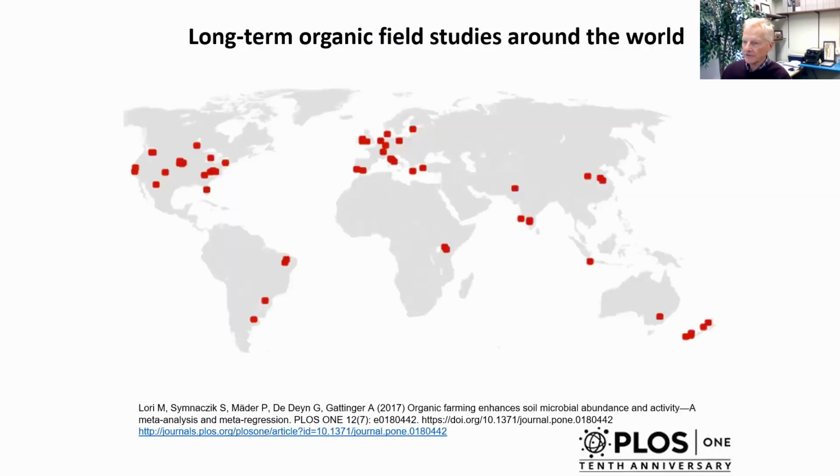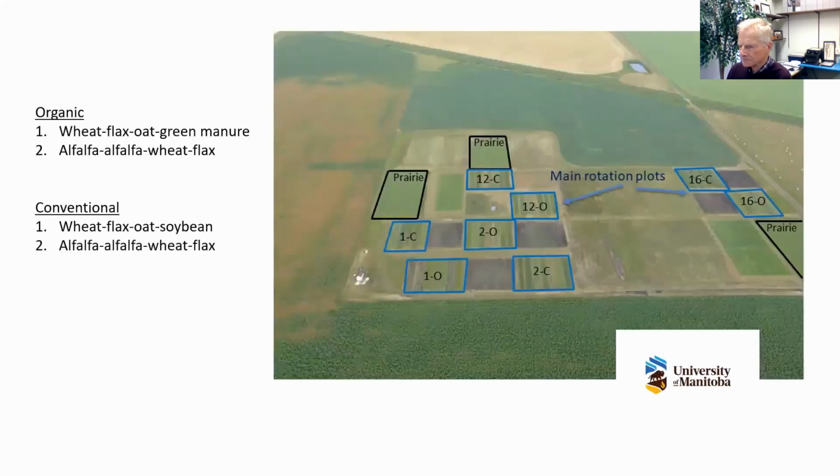Just a little introduction. In terms of long-term organic studies, there are about 35 or so around the world. Glenlee is the only one in Canada, and it's going to be entering its 32nd year this year. This is an aerial shot of the long-term study just south of Winnipeg.